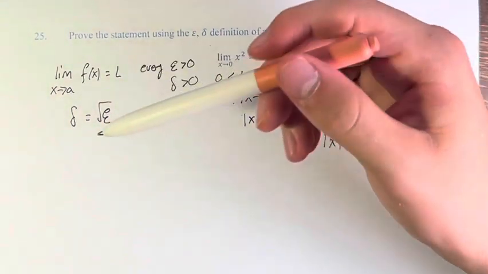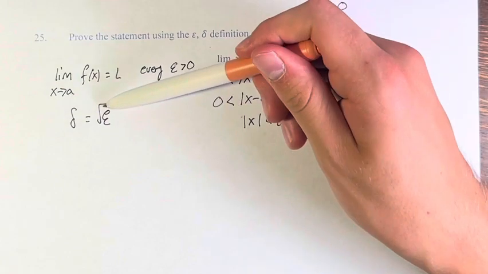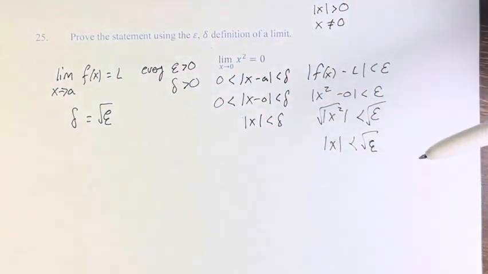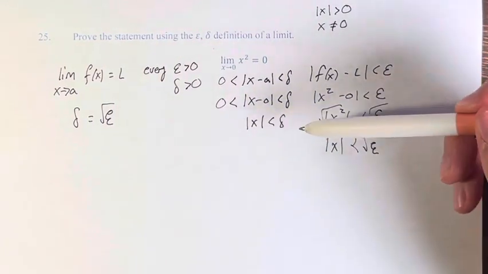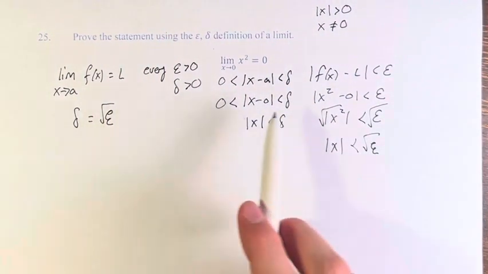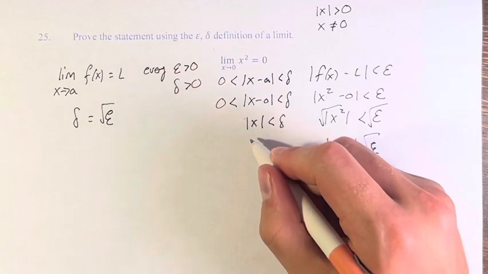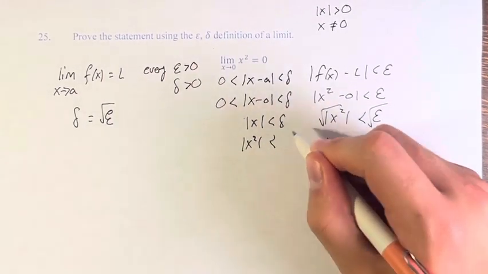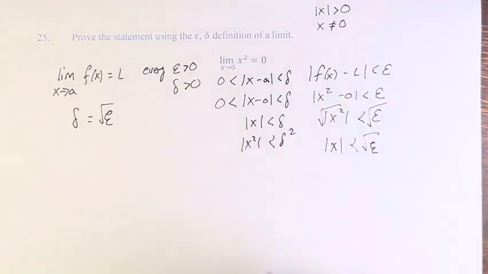So therefore, for any epsilon we choose, if you take the square root of it, you get a delta for which these inequalities are true. And if we reverse this process by plugging back in the square root of epsilon, we can see that it's actually true. So if we square it, we get the square root of x squared is less than delta squared.